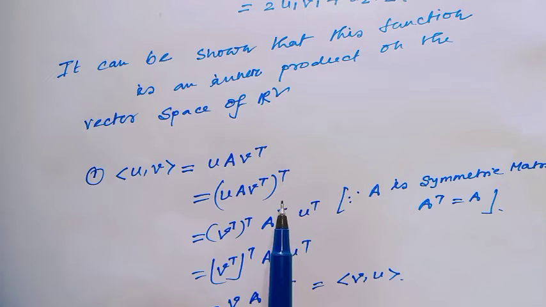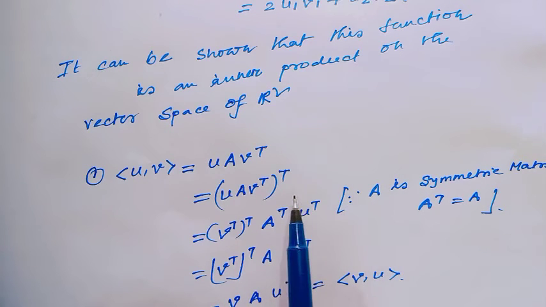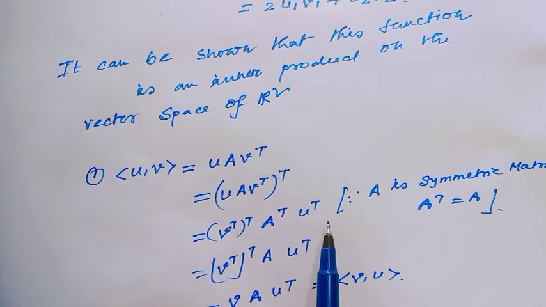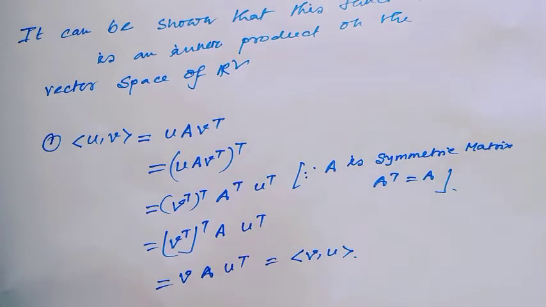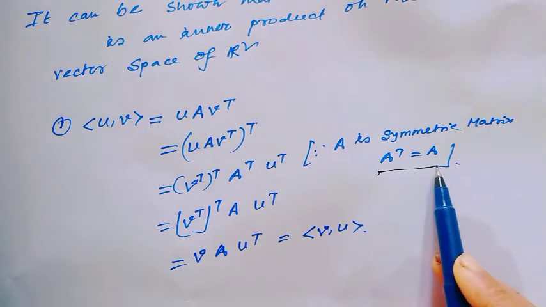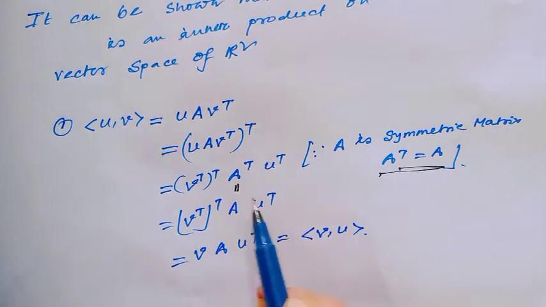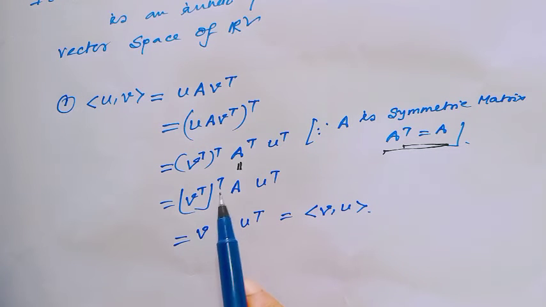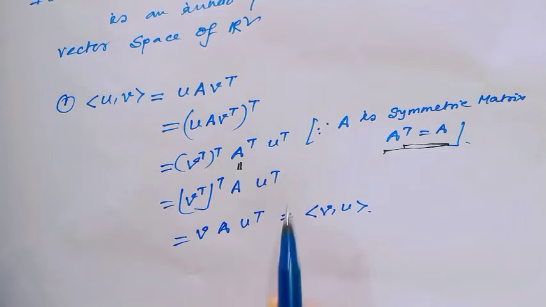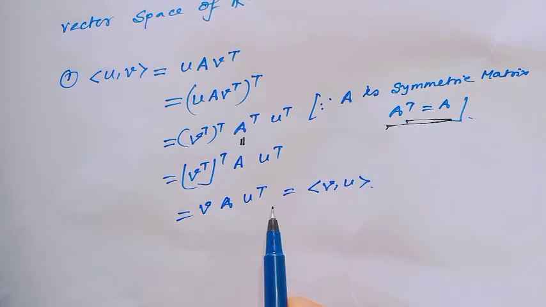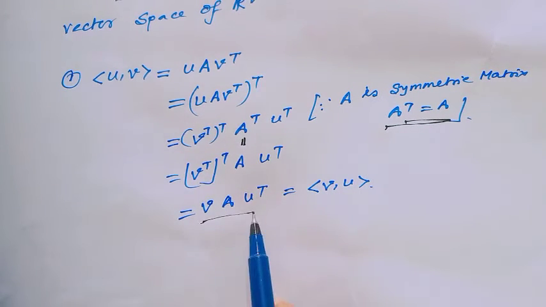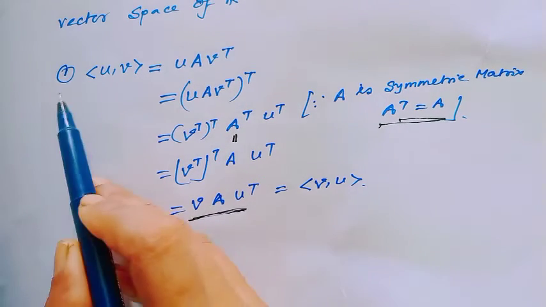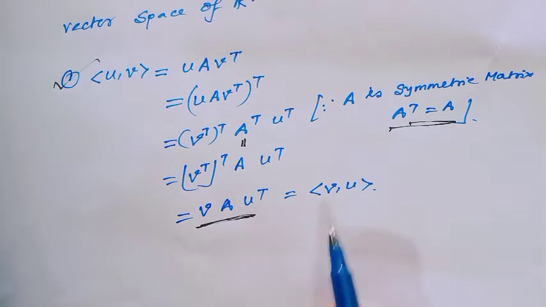If we apply transpose again, then by the property of transpose this would be V transpose transpose, A transpose, U transpose. Since A is a symmetric matrix, A transpose equals A. Just put the value. Then V transpose transpose A times U transpose is equal to VAU transpose, and VAU transpose means inner product V with U. That means the condition of symmetry is satisfied here.